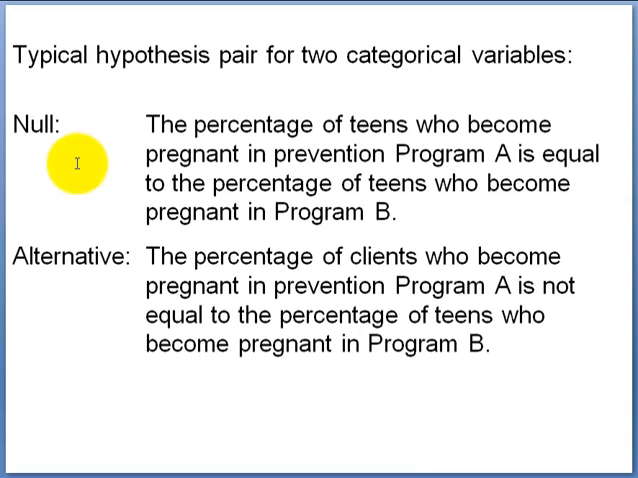So here is a typical hypothesis pair for two categorical variables. Null: The percentage of teens who become pregnant in prevention program A is equal to the percentage of teens who become pregnant in program B. Alternative: The percentage of clients who become pregnant in prevention program A is not equal to the percentage of teens who become pregnant in program B.